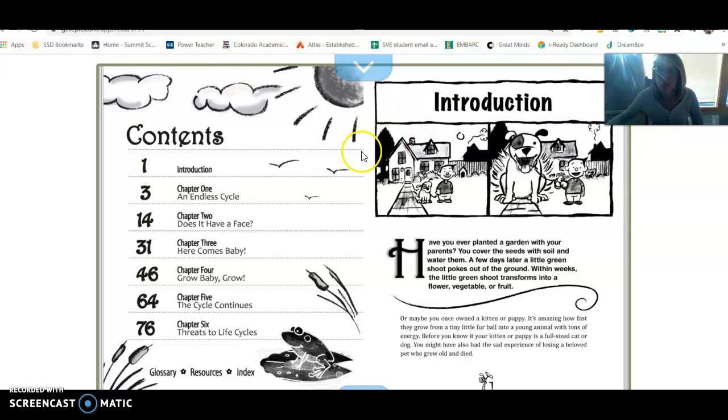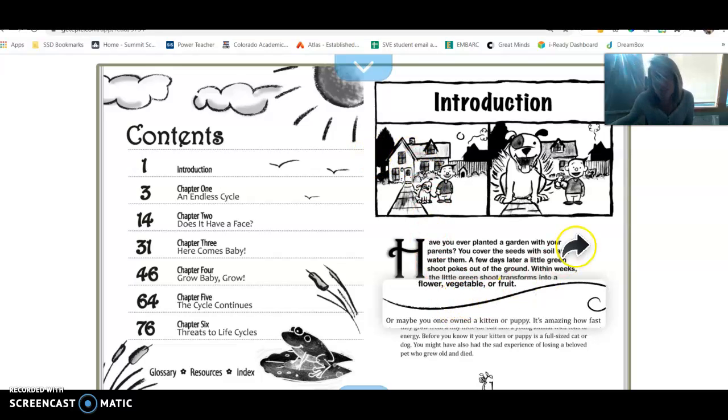All right, introduction. Have you ever planted a garden with your parents? You cover the seeds with soil and water them. A few days later, little green shoots poke out of the ground. Within weeks, the little green shoot transforms into a flower, vegetable, or fruit. Or maybe you once owned a kitten or a puppy. It's amazing how fast they grow from a tiny little fur ball into a young animal with tons of energy. Before you know it, your kitten or puppy is a full-sized cat or dog. You might also have the sad experience of losing a beloved pet who grew old and died.